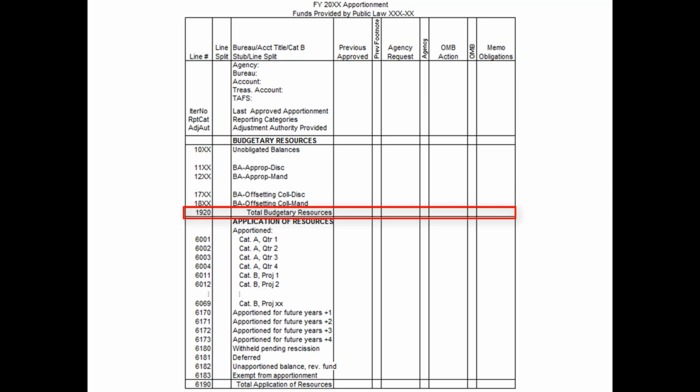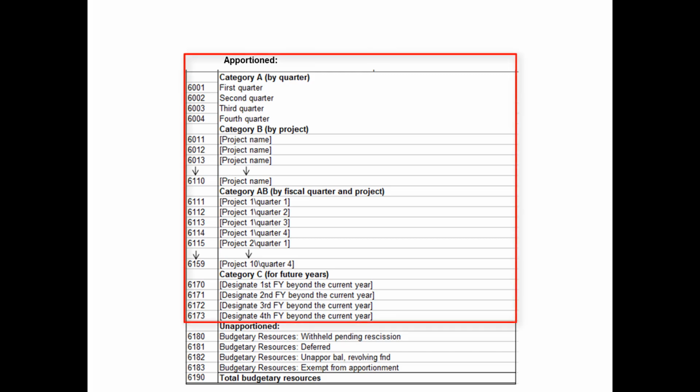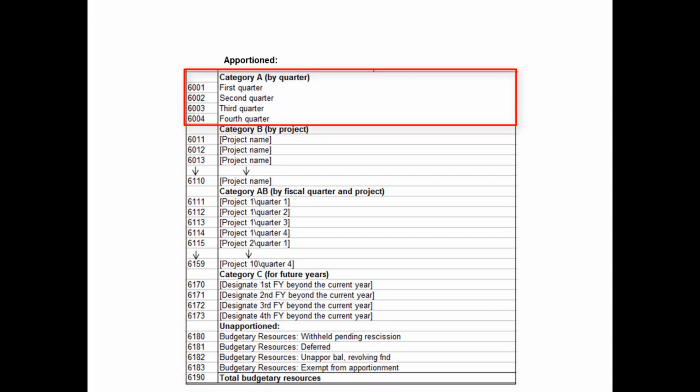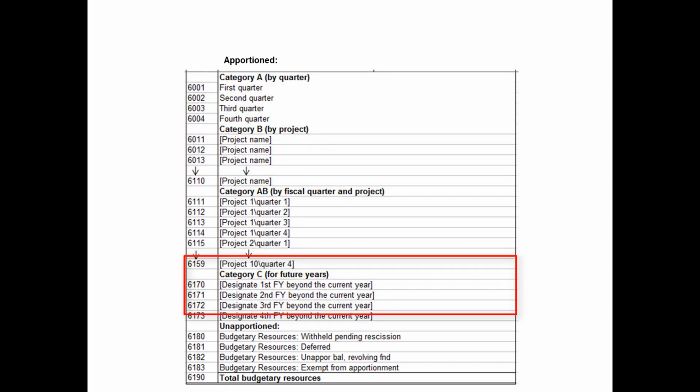Now that we know how much money we have to spend, let's move to the bottom section of the apportionment form, the application of budgetary resources. Let's focus on this section. There are two major divisions of the application of budgetary resources section: apportioned and unapportioned. Let's discuss the apportioned part first. The apportioned section is divided into 4 separate sections: Category A, Category B, Category AB, and Category C.